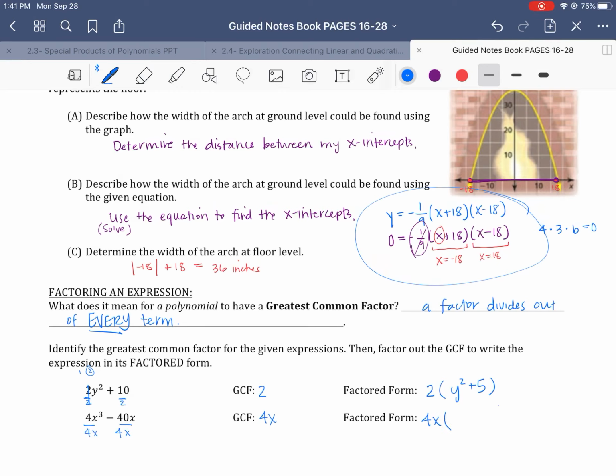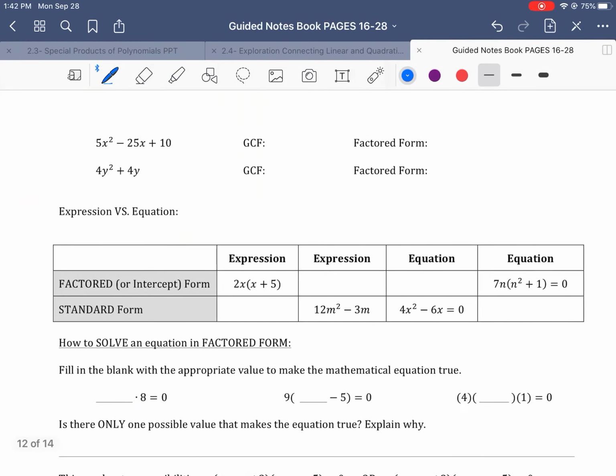So again, we pull it out front by dividing it out of the terms. The first term, that 4, is going to cancel. Then we've got x to the third. Dividing out one of the x's leaves x squared. And negative 40 divided by 4 is negative 10. And then those x's right there are canceling. Okay. A couple more of those.